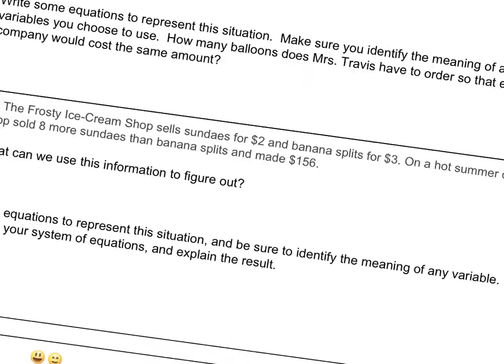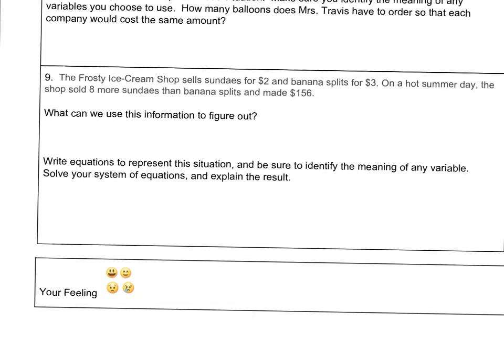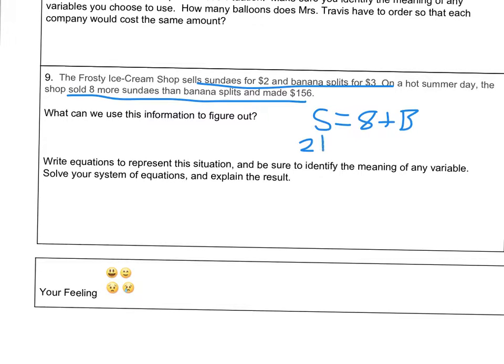I guess on this page I'll also talk very briefly about the second equation for number 9. So we've sold 8 more sundaes than banana splits. So that means I might say something like sundaes is equal to 8 plus banana splits. For the other part, we've got 2 times sundaes plus 3 times banana splits, and that's equal to 156.